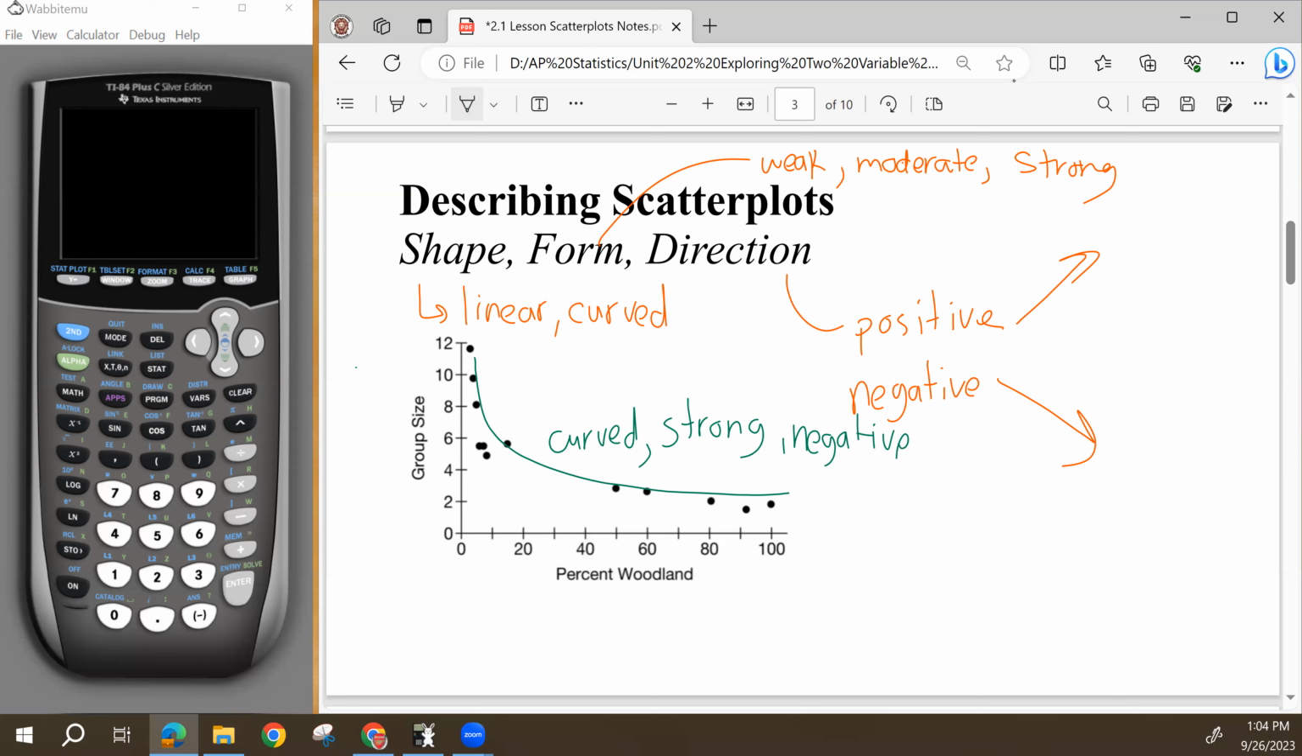And of course, much like we were describing a one variable data set when we were describing a histogram, we would always want to describe that within context of what this was displaying, and in complete sentences, and all of those things.